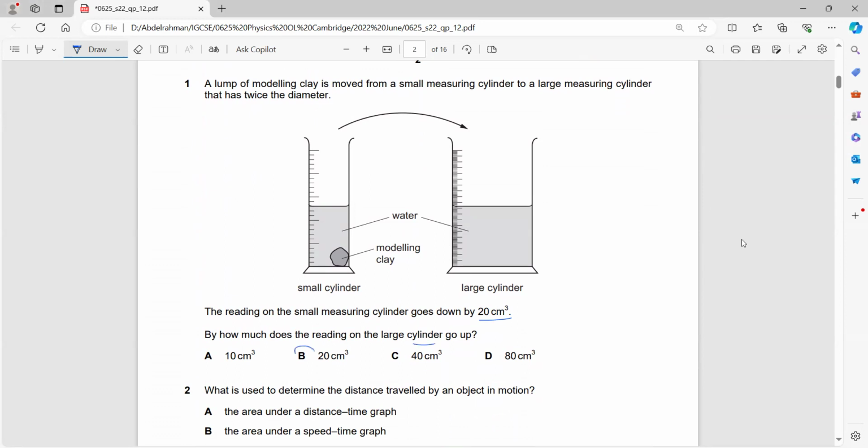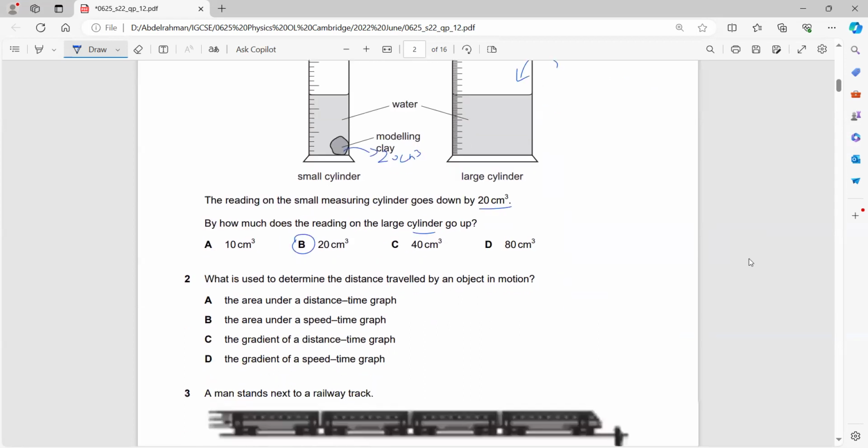It has to go up by the same amount because it has the same volume. So basically, the volume of the modeling clay was 20 centimeters cubed. When you add it to the large measuring cylinder, the volume will increase by 20 centimeters cubed as well.